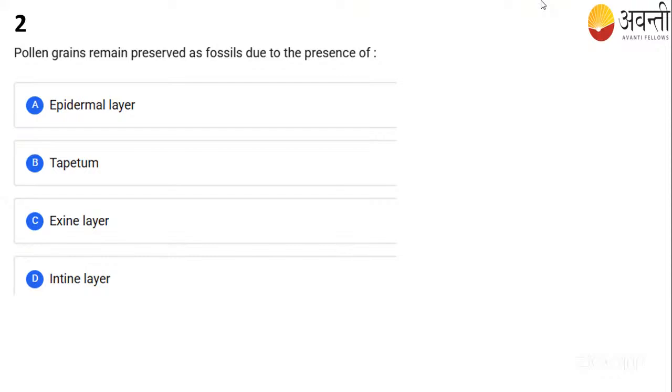Very good. I got most of the correct answers. Sharing the result. Very good. See here. Yes, the correct answer is the exine layer. That is C, right?